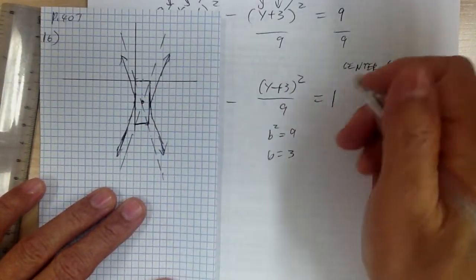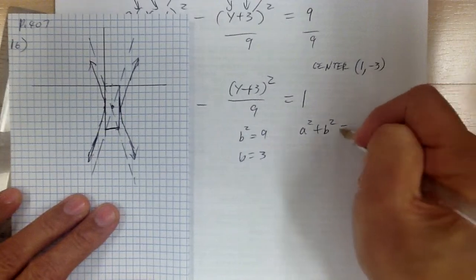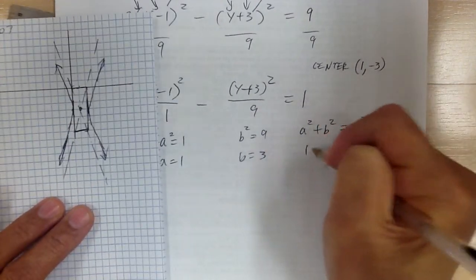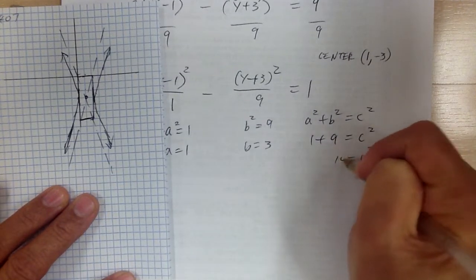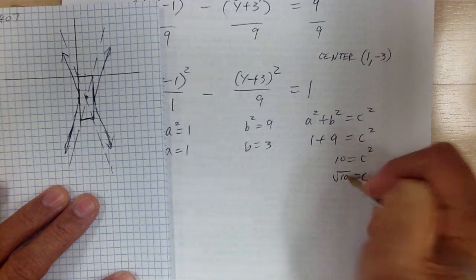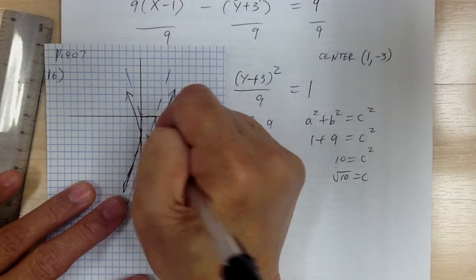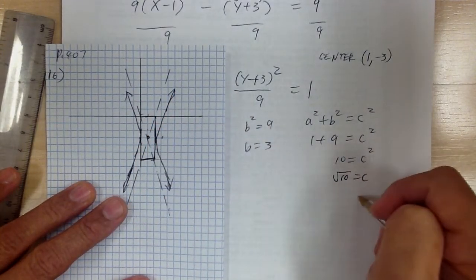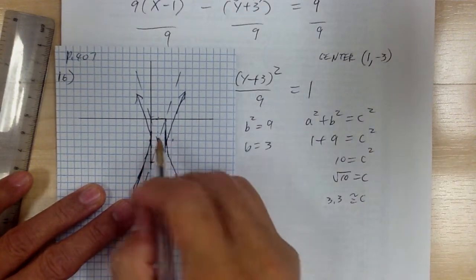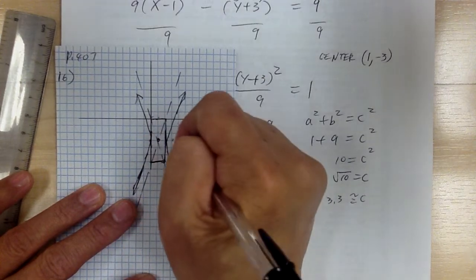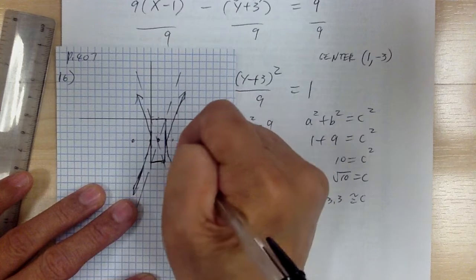Now to find the foci, right, you need to use your Pythagorean Theorem. Okay. And so you got 1 plus 9 equal to c squared. So c squared equal to 10. So c equal to the square root of 10. Okay. So now, to find the foci, this is about 3.3. So to locate a point, you start from here. You go 1, 2, 3, about right over here.